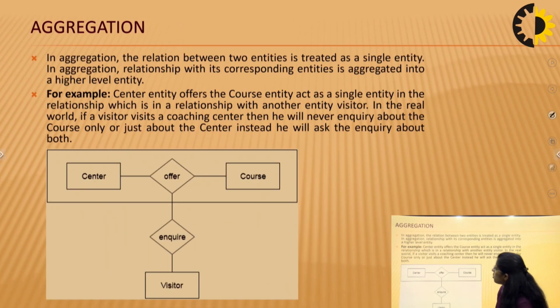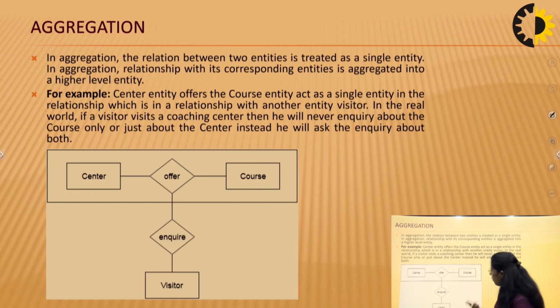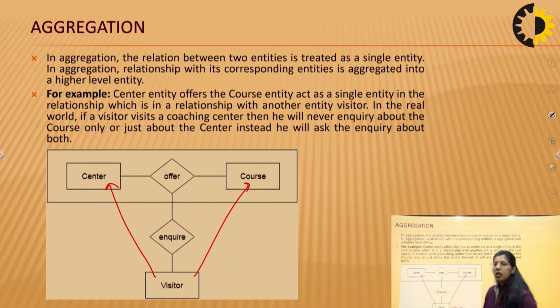Next one is aggregation. In aggregation, the relationship between two entities is treated as a single entity. For example, suppose we want to inquire about a particular course in a particular center. Firstly, we need to inquire about the center. What are the different courses or what is the feedback? What is the location of this particular center? Next, we need to inquire about the course, like who is teaching this particular course, what is the duration of this particular course.